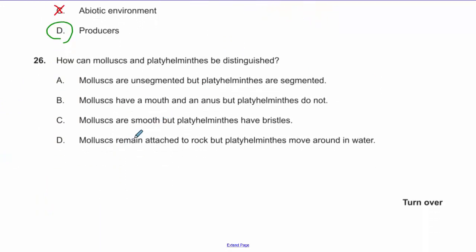How can mollusks and Platyhelminthes be distinguished? And so mollusks, like a snail, have an anus and a mouth. So it has a mouth and an anus, I think. I don't remember exactly where.